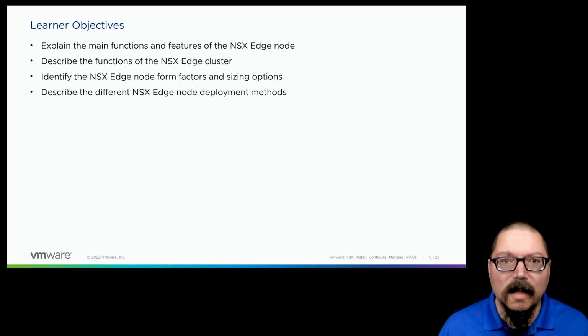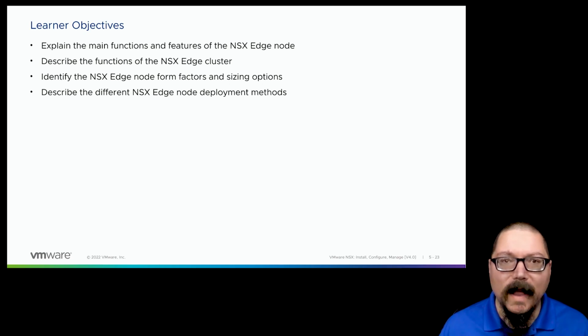So we have looked at what gateways are available, tier 0 and tier 1 in NSX. We've looked at the components of those gateways, the distributed router that lives everywhere, and the service router that lives only on an edge node. And that edge node and the edge cluster that it goes in, that's what this video is all about.